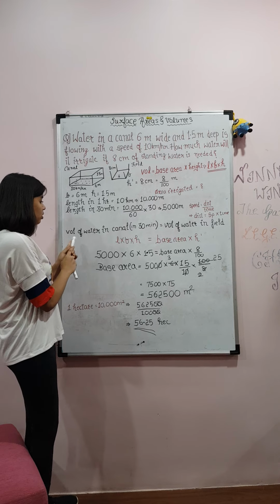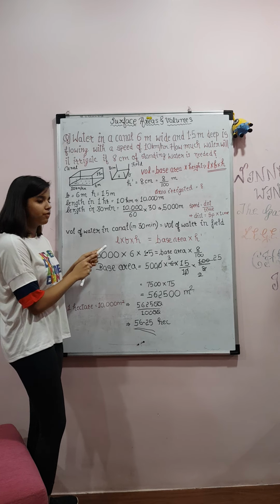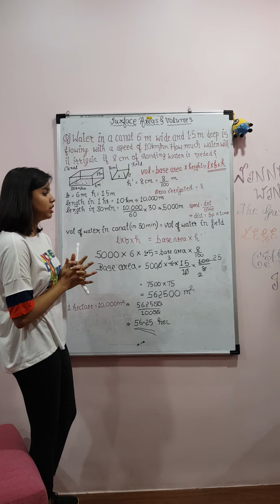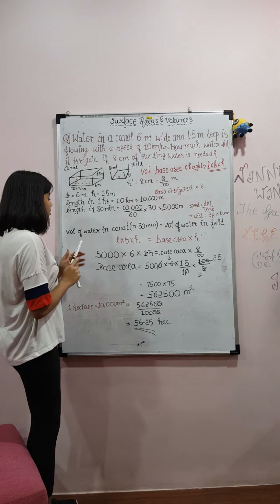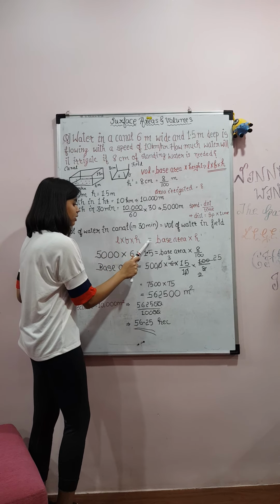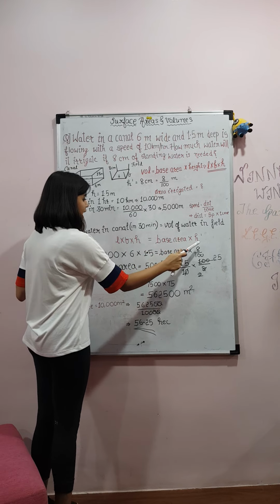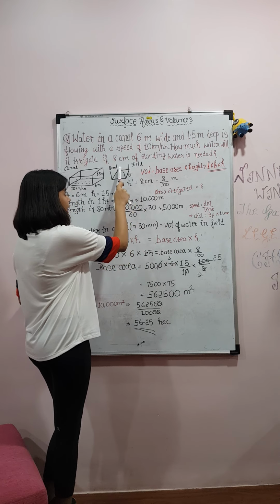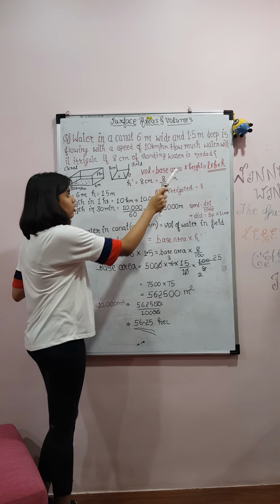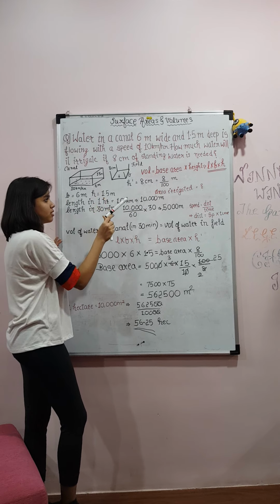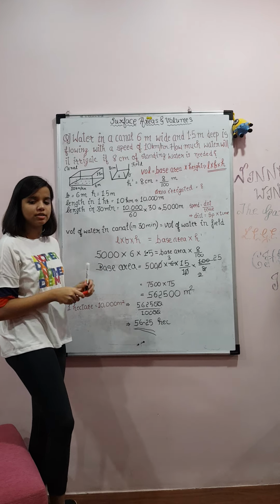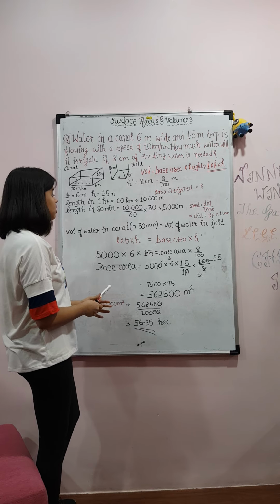Now the volume of water in the canal flowing in 30 minutes will be equal to the volume of water in the field. That is length into breadth into height will be equal to base area into height dash. Height dash is the 8 cm of standing water, which is equal to 8 upon 100 meters, or we can write it as 0.08 meters.